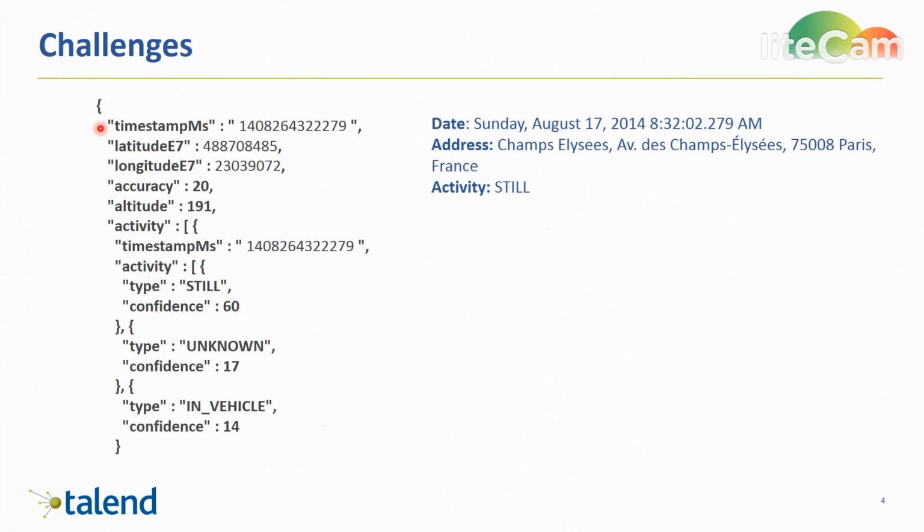Here you can see a sample from the JSON file that describes a single location record. We would want to be able to parse so that the epoch timestamp will be converted into a date. In this case, 17th of August 2013, 8 AM. The coordinates to an actual address, in this case in Paris, France, and choose the most likely activity. Still means that I was not walking or in a vehicle at that time.